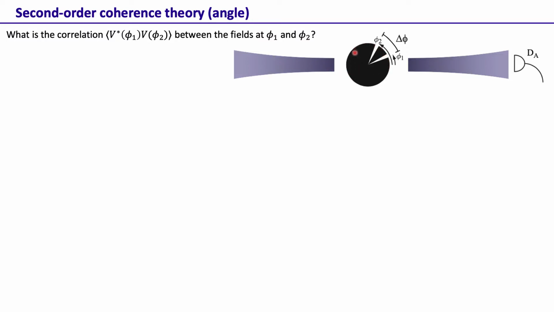If this is a circular aperture, and we do a cut here, then the location of this cut is phi 1. If we do another cut here, the location of this cut is phi 2, and it can have a certain weight. The separation between these cuts is delta phi. So the question is, if I have an incoming field, what is the correlation between the field vibrations at points defined by their angular position or angle? That is, what is the correlation V star phi 1 V phi 2 between the fields at phi 1 and phi 2.